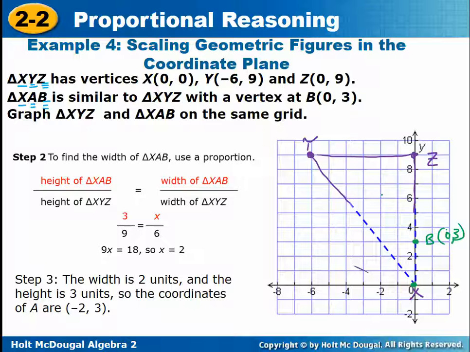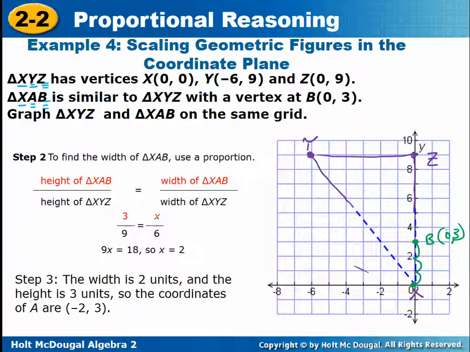I know that these two triangles are similar, so therefore I know that the height over the height is equal to the width over the width. I can set up that corresponding sides will be in the same proportion. The height of the little one is 1, 2, 3. The height of the big one is 9 because it goes all the way from 0 to 9. The width of the little one, I don't know that yet. I have to find that still.